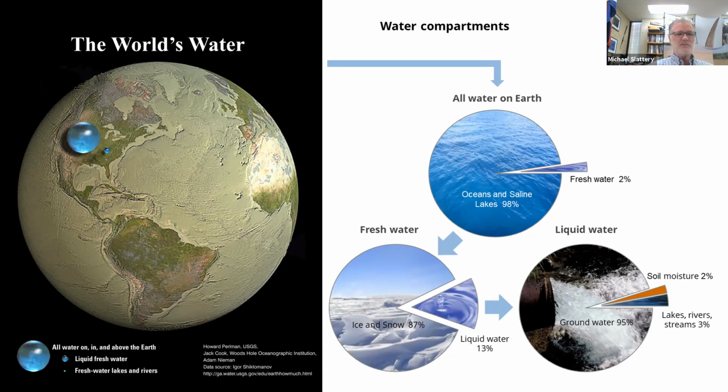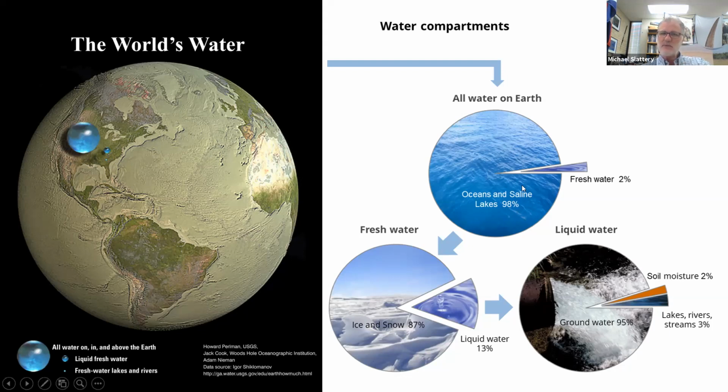The little blob next to that, sort of sitting over the Appalachians, Tennessee area, right? This little one over here represents the liquid fresh water, and the tiny little dot here sitting over Atlanta, Georgia, represents fresh water in lakes and rivers.